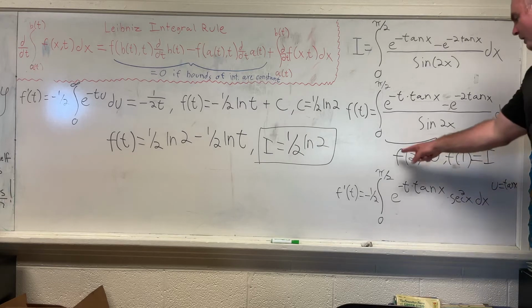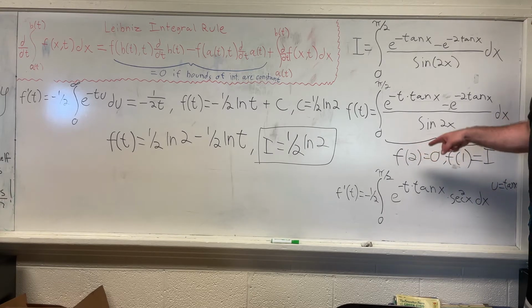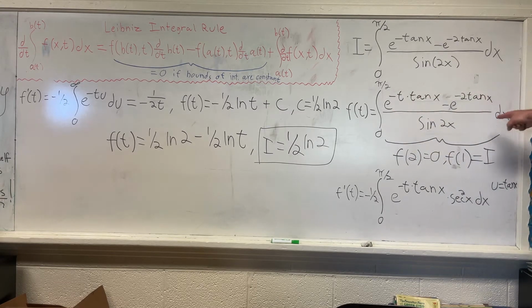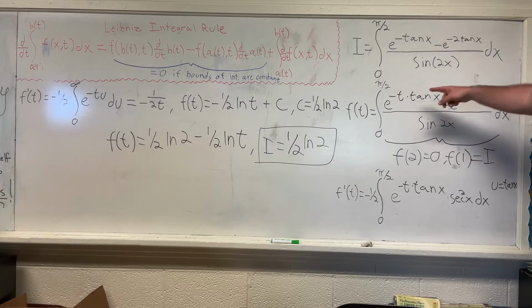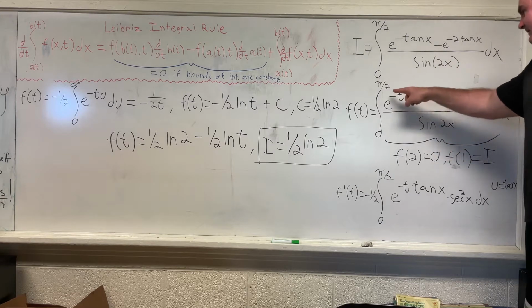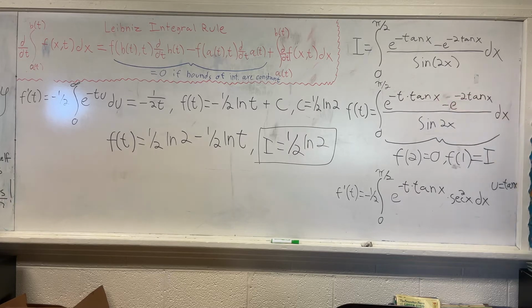You'll notice that if you plug in 2 into our function of t, you will get 0, because there will be a 2 there, making that e to the negative 2 times the tangent of x minus the same. So that'll give you 0. And also you'll notice that if you plug in 1, you'll get our original integral.